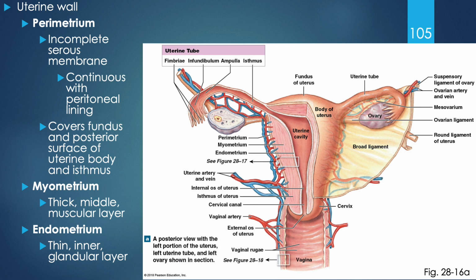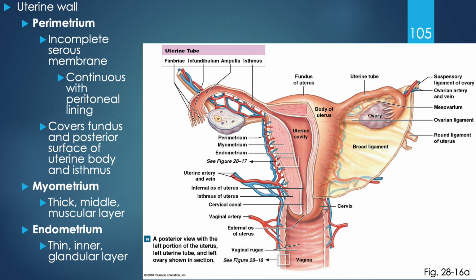The uterine wall is comprised of three main layers. There's the outer aspect, which is the perimetrium, the middle layer, which is the myometrium, and then the inner layer, which is the endometrium. The perimetrium is an incomplete serous membrane that's continuous with the peritoneal lining. And it's going to cover the fundus and the posterior surface of the uterine body, as well as the isthmus, and honestly, a component of the anterior uterus as well.